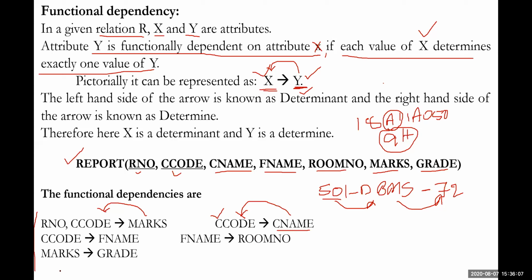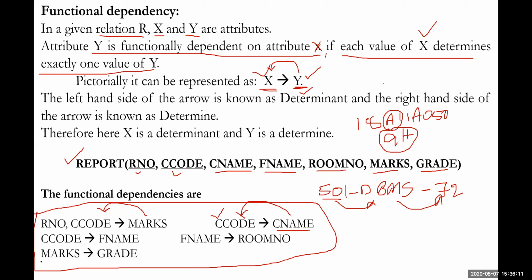So these are the different kinds of functional dependencies available here. Marks is the determinant of grade, faculty name is the determinant of room number, and course code is the determinant of course name and of faculty name. Register number and course code collectively are called a determinant, and they determine marks. So these are the functional dependencies which are available.